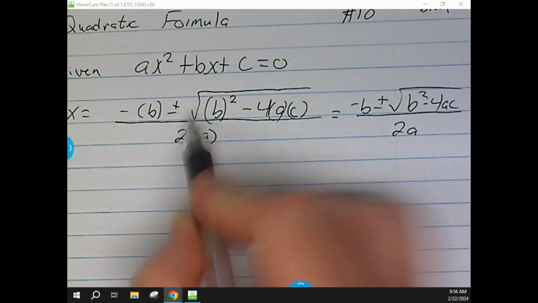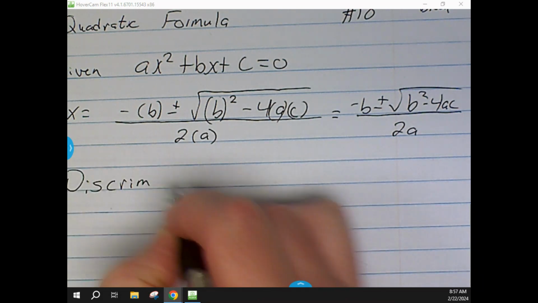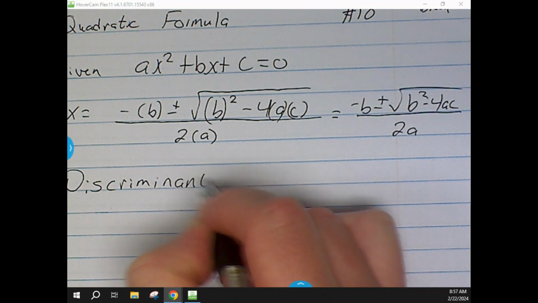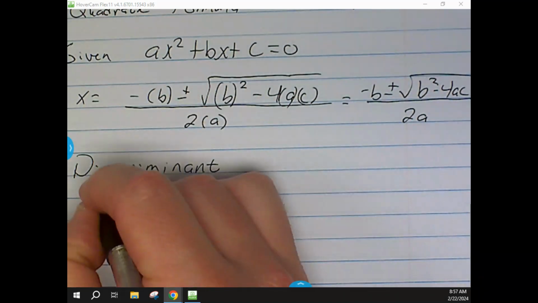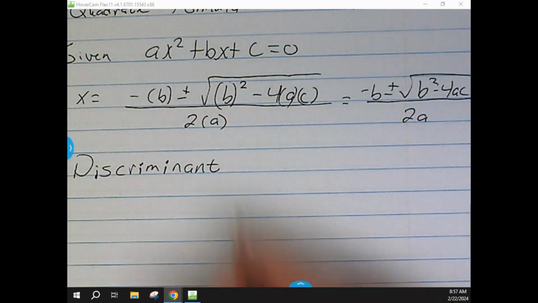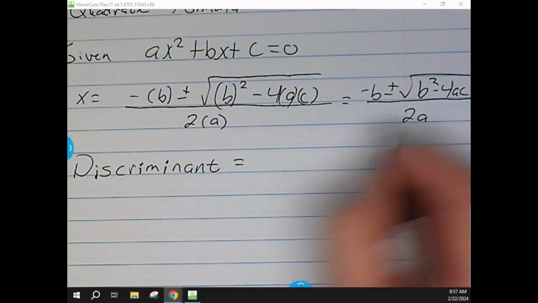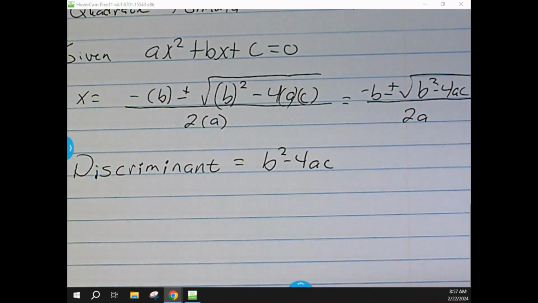Okay, this part that's on the inside of the square root, it's something kind of big. I don't know if you talked about this way back when, but it's called the discriminant. And that's equal to the inside part here. That's equal to b squared minus 4ac.